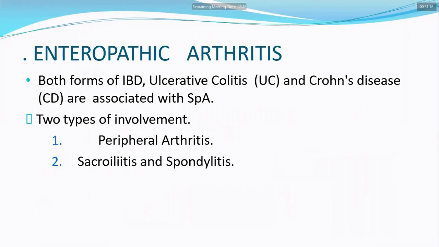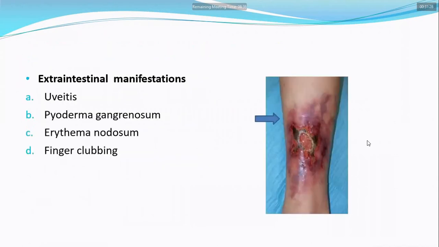Peripheral arthritis means there will be involvement of peripheral joints, and the other part is sacroiliitis, where the sacroiliac joint will be involved. Spondylitis means there will be inflammation, stiffness, and problems of the spine. These are the extra-intestinal manifestations. I think you know the intestinal manifestations of ulcerative colitis and Crohn's disease; the extra-intestinal ones are uveitis, pyoderma gangrenosum, erythema nodosum, and finger clubbing. This is showing the pyoderma gangrenosum.